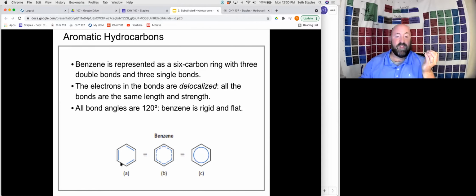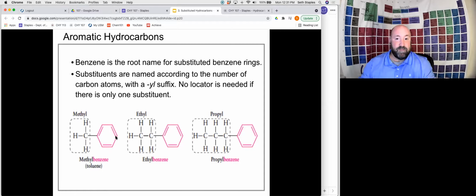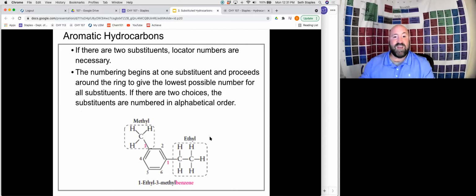When we're naming aromatic compounds, benzene is the root name, and then we add the substituents coming off of that. So here's benzene. It's got a CH3 group coming off, which has the name methyl. So we get methylbenzene. Here we have a 2-carbon group coming off, ethylbenzene, and a 3-carbon group, propylbenzene. If there's only one substituent, we don't need to say where it's located. If there's more than one substituent, now we need locator numbers.